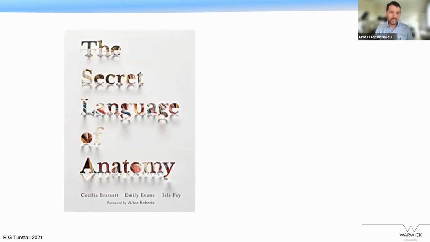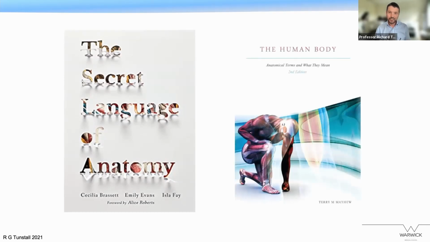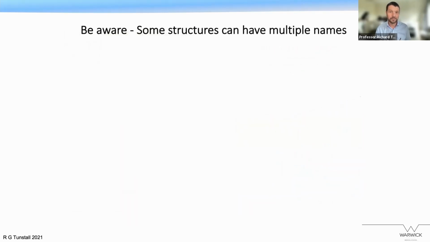You might be interested in a couple of publications that describe a little bit more of the secret language of anatomy, so the etymology or the meaning of these terms. So here are two publications that you might be interested in, and many of my students do have a look at these because it helps them understand the basis of what could look like some quite difficult or strange names. And be aware, some structures can have multiple names, and this isn't easy for you as new learners.